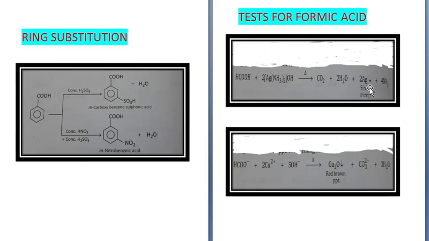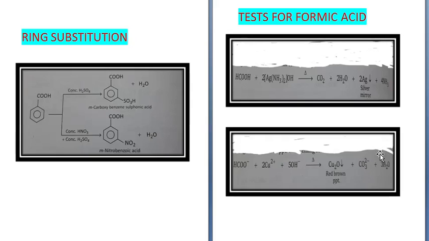Okay. Next, formic acid gives a red brown precipitate with Fehling solution. Fehling solution contains copper ions. So HCOO minus plus 2Cu2+ plus 5OH minus, on heating, gives you a red brown precipitate of Cu2O plus CO3 2 minus plus 3H2O.